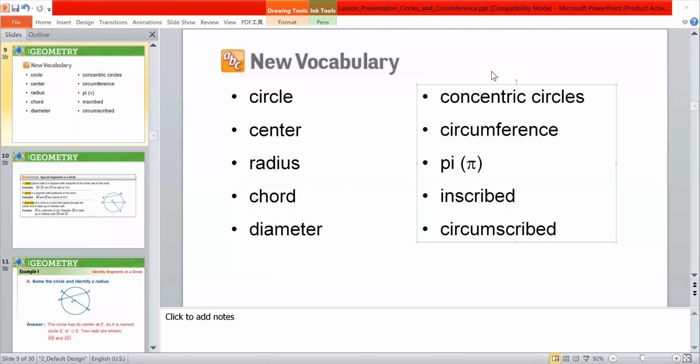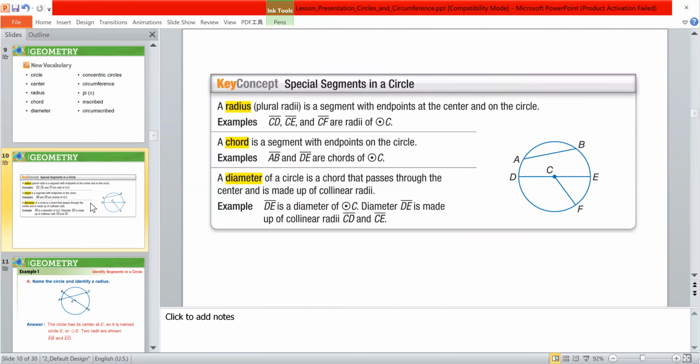Okay. So our lesson is talking about these concepts: the circle, center of circle, radius of the circle, chord, diameter, and concentric circles. As we said, we will stand here on the concentric circles. Let's start with the first definitions. We have the radius, the chord, the diameter.